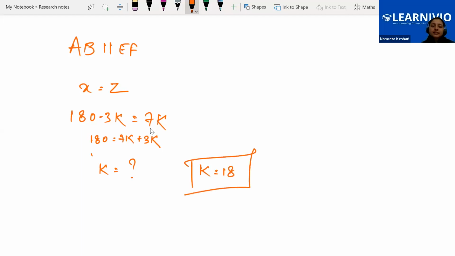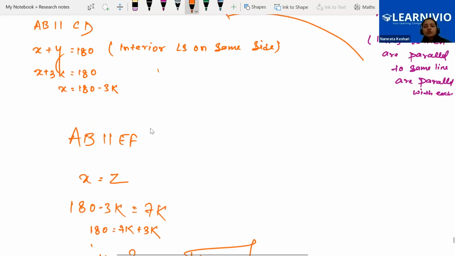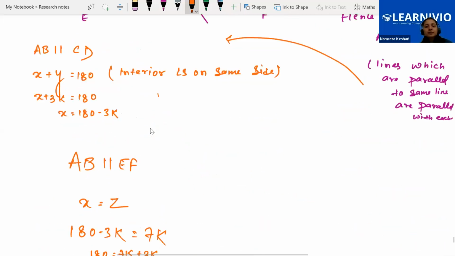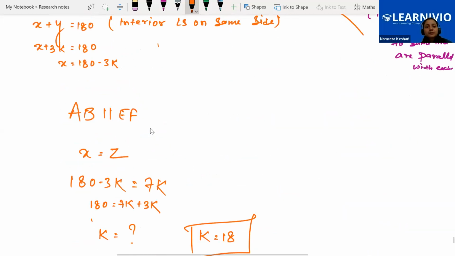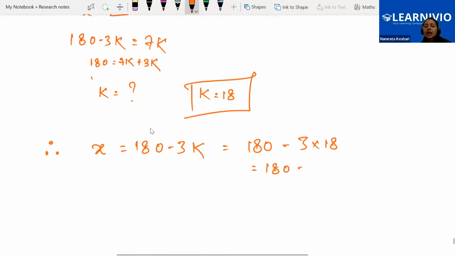If K is 18, therefore X we were supposed to find. X is 180 minus 3K. That means 180 minus 3 into 18. Do the calculation and find X. That's what we were supposed to find over here, right? Anyone having any confusion over here? No, ma'am.